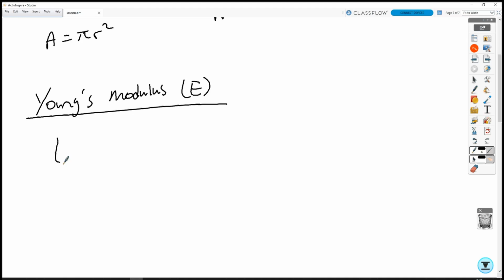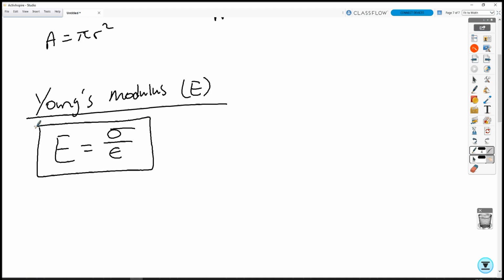So Young's modulus is just stress over strain. And then, so you've got stress, which has units pascals, divided by strain, which doesn't have units. So the units for Young's modulus is just pascals.